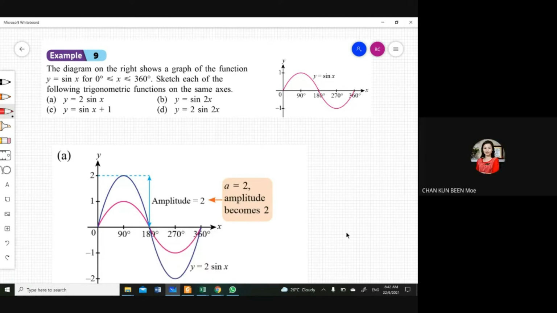Okay, we look at example 9. I'm going to go fast right now. The diagram on the right shows the graph of function y equals sine x. So this is y equals sine x for x between 0 and 360 degrees.